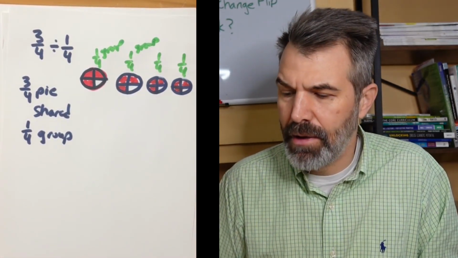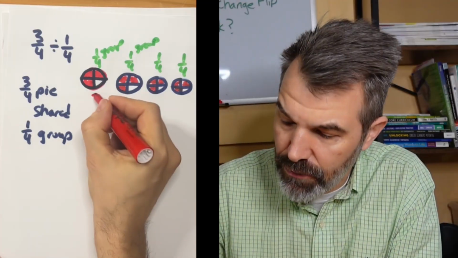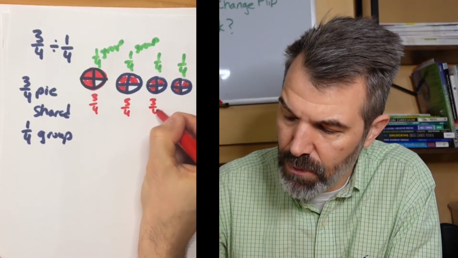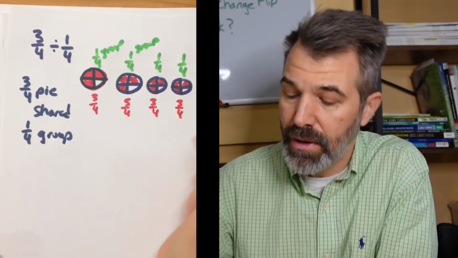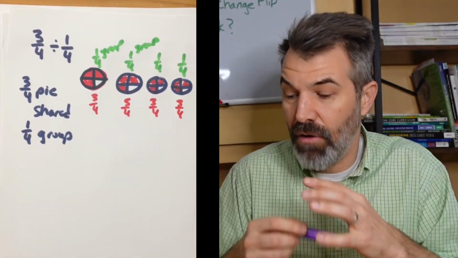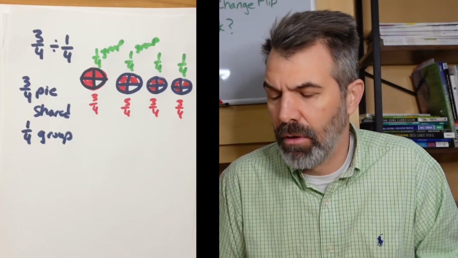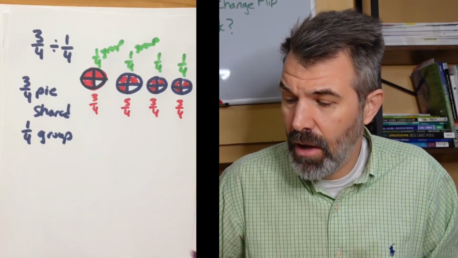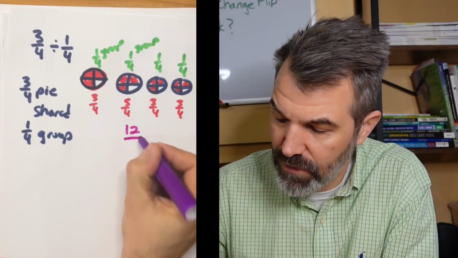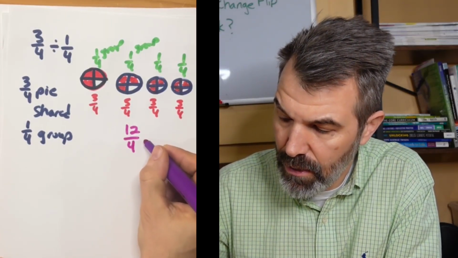So really what I'm looking at here is how much pie is here. Okay, so there's 3/4 of a pie here, there's 3/4 of a pie here, there's 3/4 of a pie here, and there's 3/4 of a pie here. So how many altogether? What's the whole combination of how much pie we're looking at here? And thinking about this, I've got all those fourths. How many fourths? 3, 6, 9. So I've got 12/4 of a pie together.